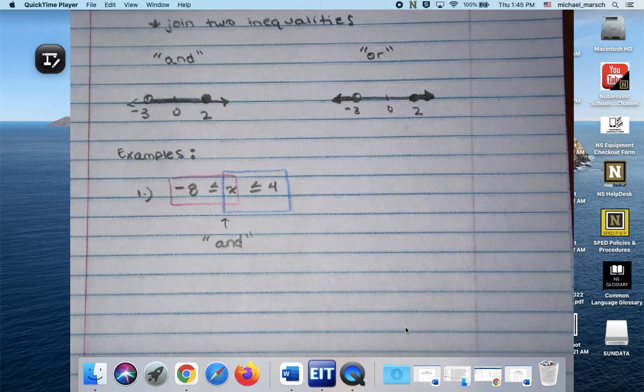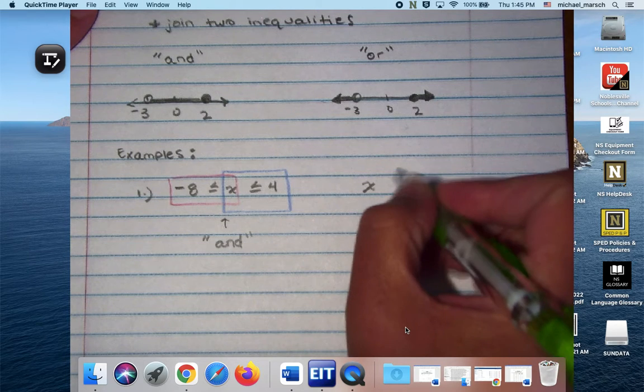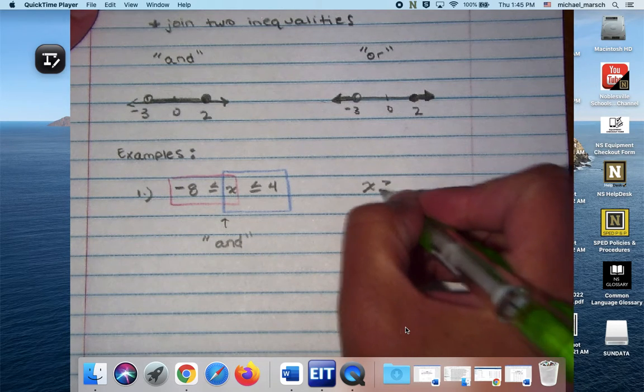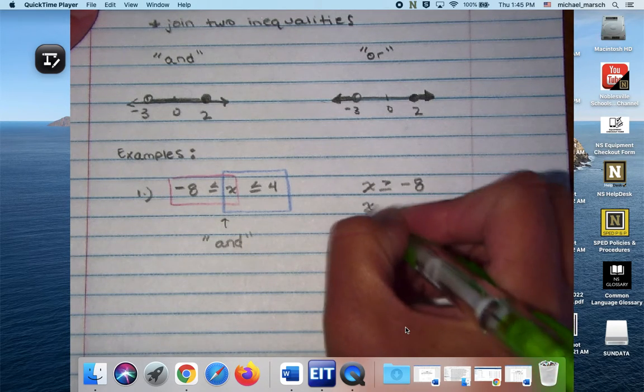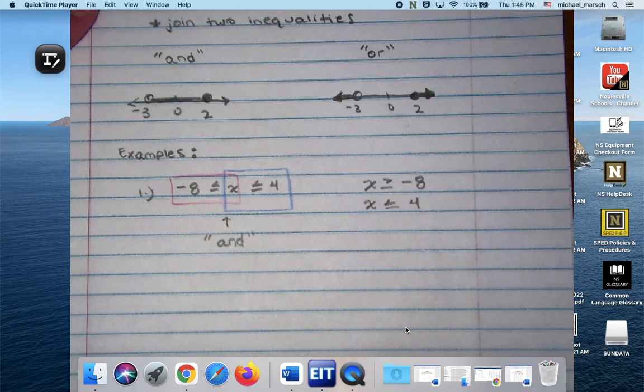Yes? The left one is like circles that open and the right one's closed? Correct. Yep. And the same on the other side? Yep. So this is telling me x is greater than or equal to -8. X is less than or equal to 4.